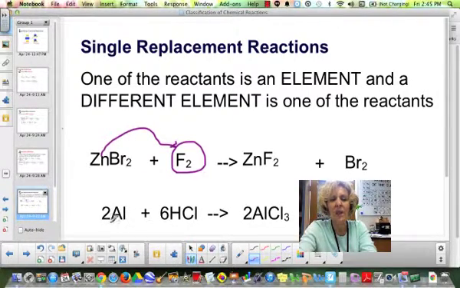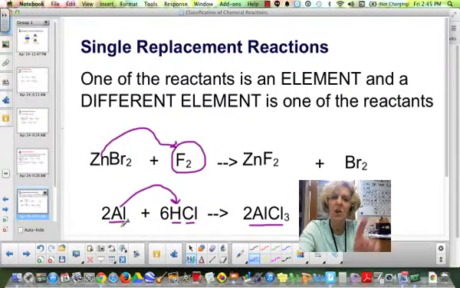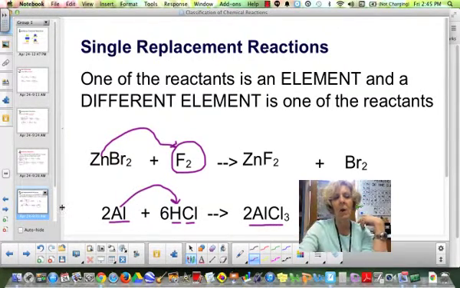So here I have aluminum metal reacting with hydrochloric acid. And what's happening here is the aluminum is actually more reactive. So it's going to kick the hydrogen off, and it's going to form aluminum chloride. And now hydrogen is kicked off, so he's going to go home alone. So look for a single element on the reactant side, and then look for a different single element on the product side, and chances are you've got a single replacement reaction.